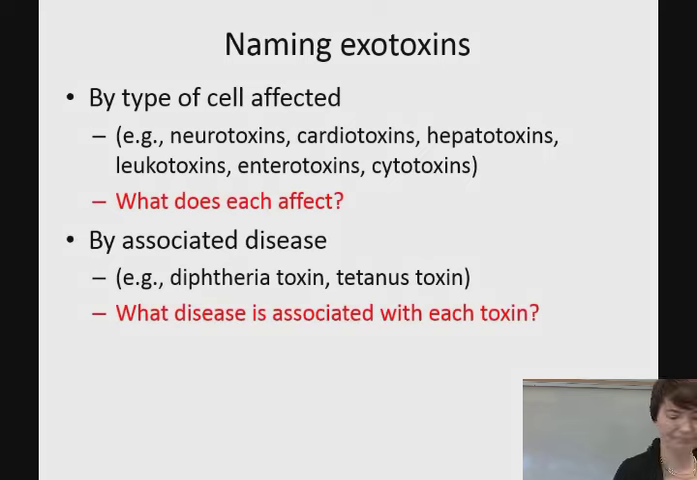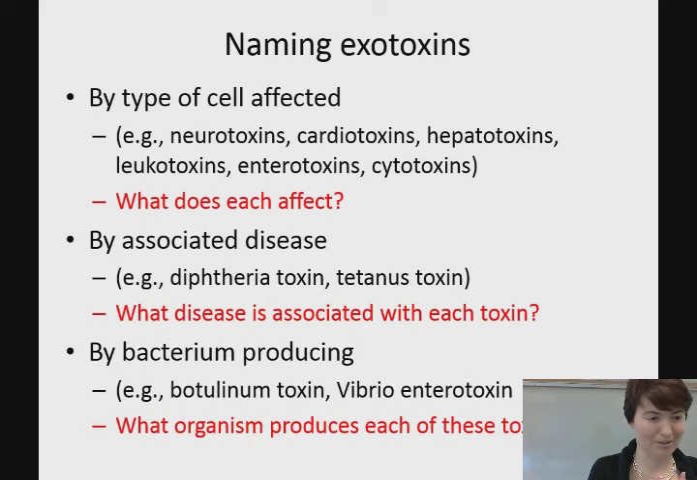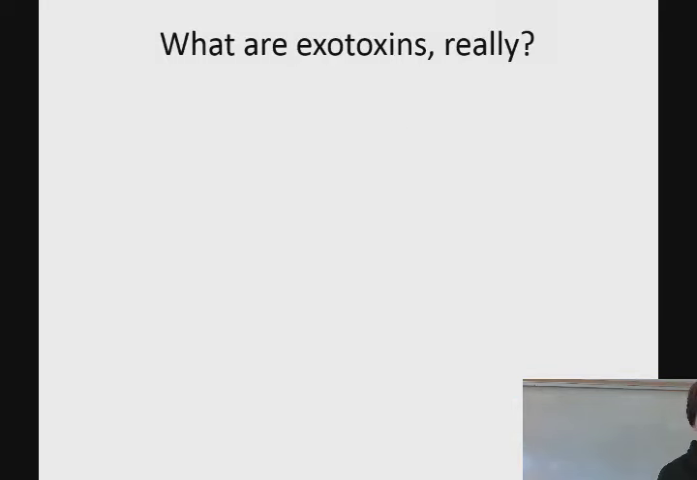It's a generic term. So some toxins are named instead by the disease that's associated. So we have diphtheria toxin and tetanus toxin. What are the diseases associated with those toxins? Diphtheria and tetanus, right? It's not a hard question. Other times we'll name the exotoxin by the bacteria that makes them. Okay, so botulinum toxin is made by what? Clostridium botulinum. Vibrio enterotoxin. If you've heard of Vibrio cholerae, that is the pathogen that causes cholera.